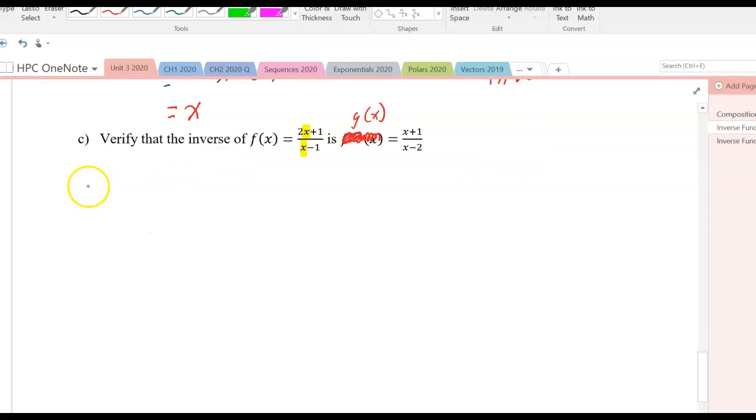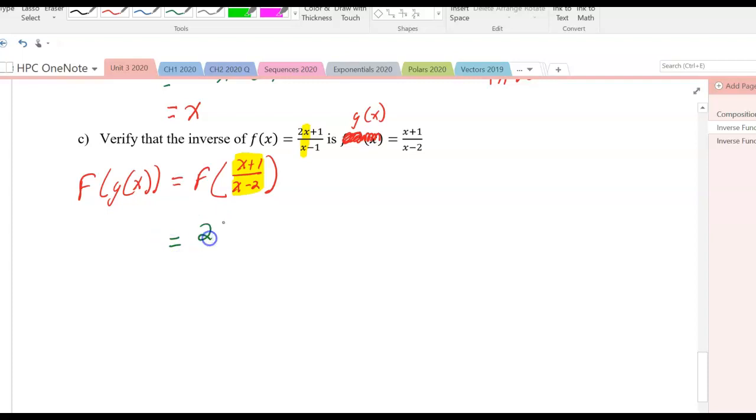Okay, for part C, we need to verify f and g are inverses. In order to do that, we need to find f of g of x. And so the first step is f of x plus 1 over x minus 2. So this yellow function that I just highlighted goes in place of these yellow x's in the function f.